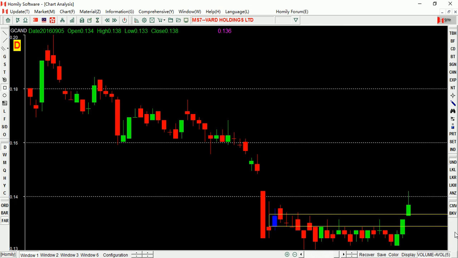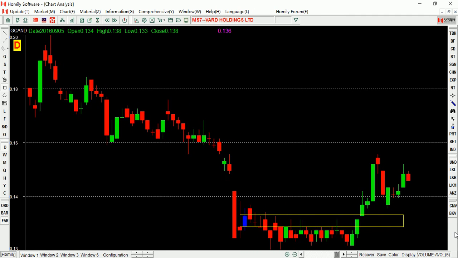Can we buy here or not? We can see the candlestick is above the blue candlestick again. Can we buy or not? It's a good entry point, okay? So you can do some short-term trading.